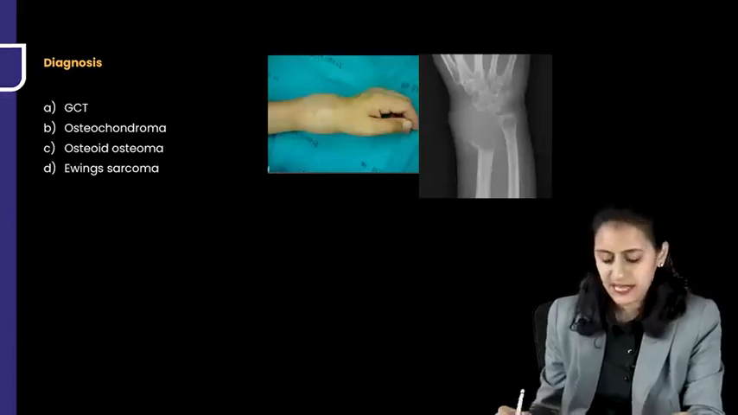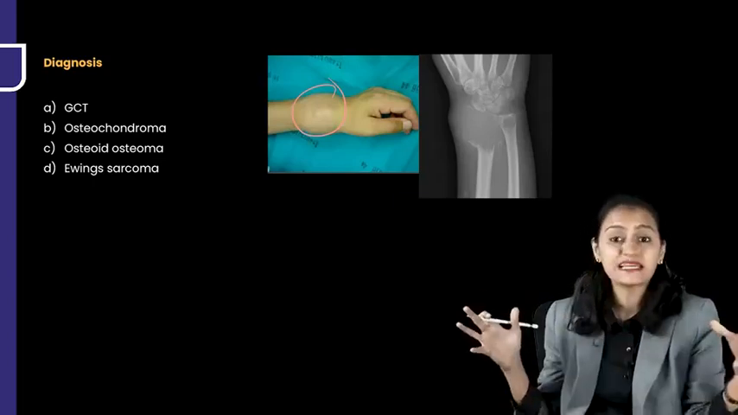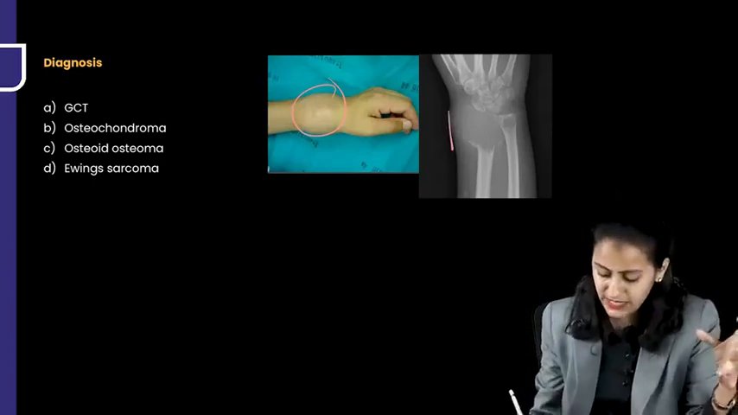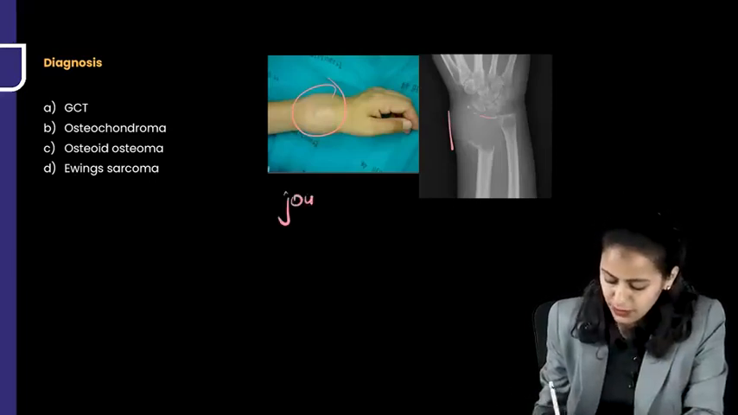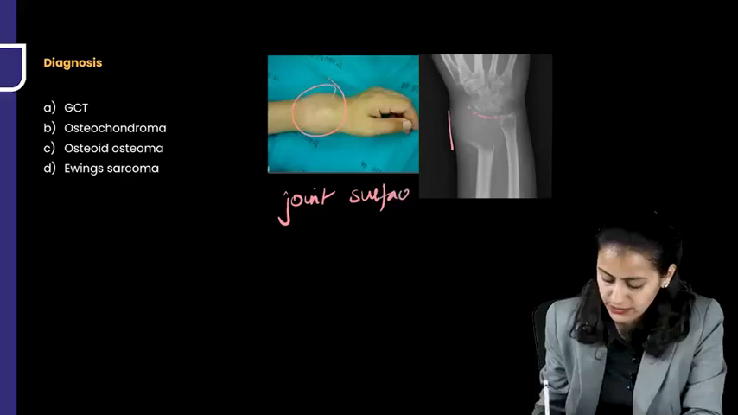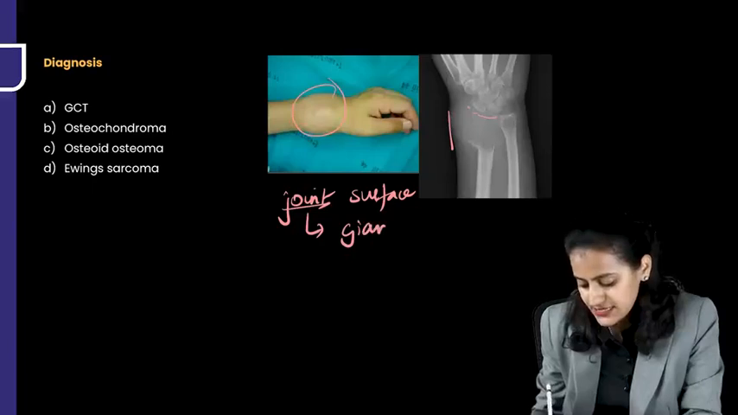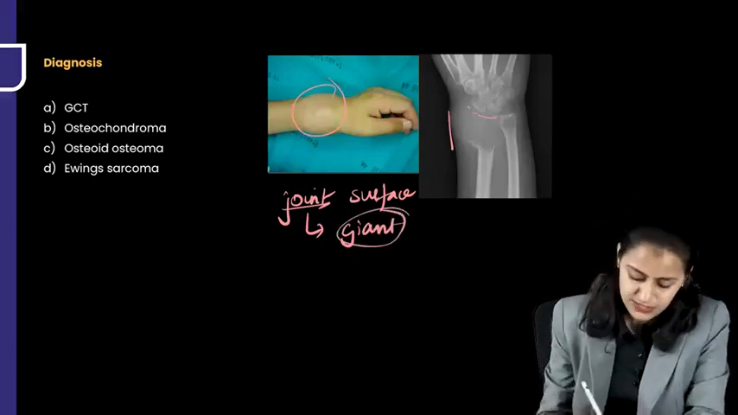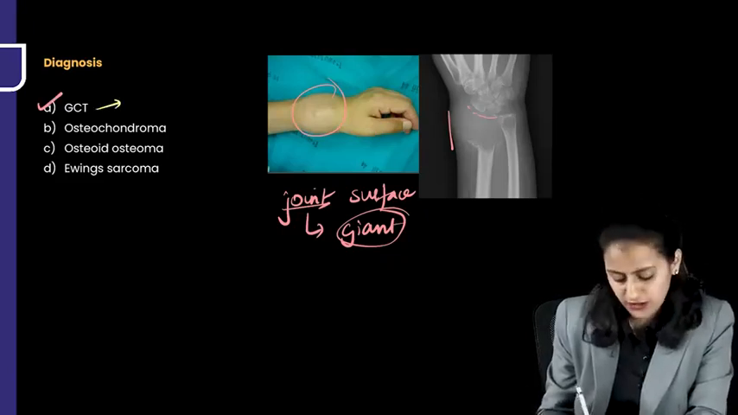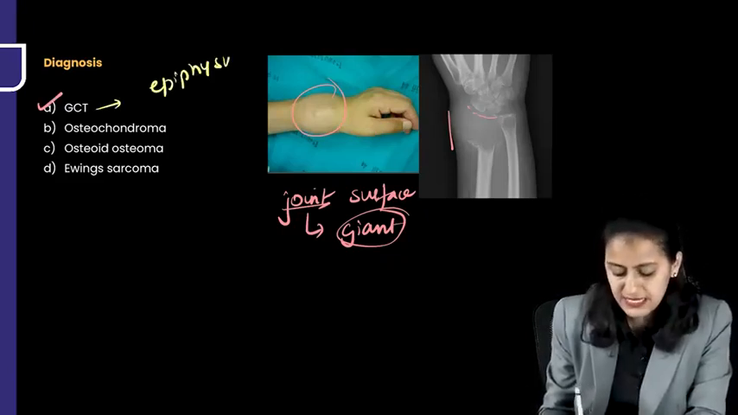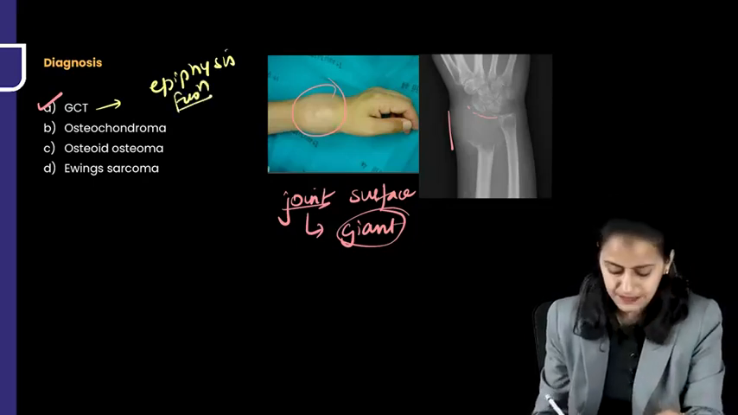Next one, what do you think is the diagnosis here? There's a swelling here. We take a radiograph. We see a swelling which is expansile, right? Involving the radius, involving the joint surface also. The only bone tumor going till the joint surface, the articular surface, is the giant cell tumor. So this is a giant cell tumor. So remember GCT involves the epiphysis in a giant person, that means after the fusion of the skeleton, right?